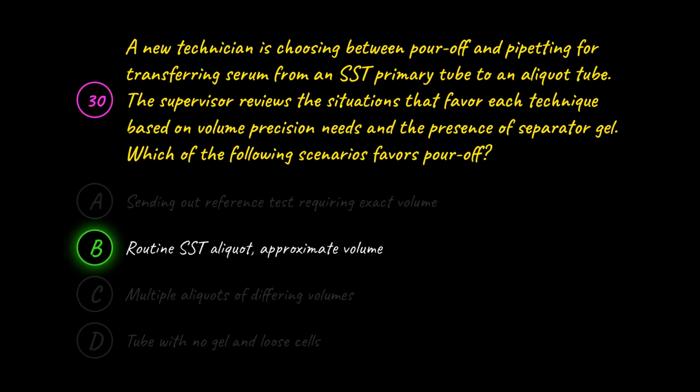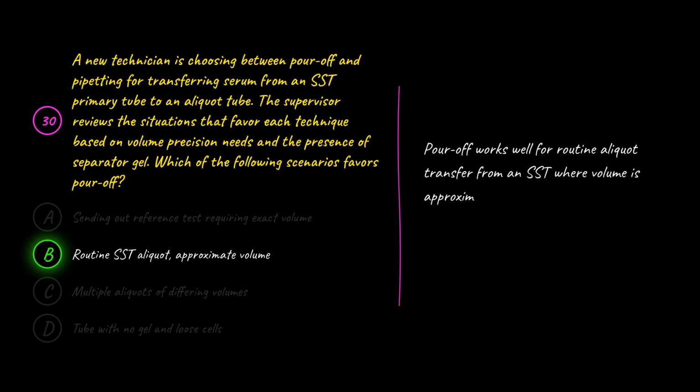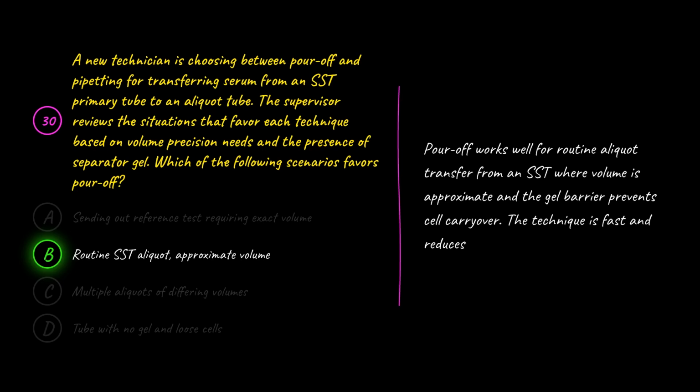The correct answer is B. Routine SST aliquot approximate volume. B is correct because pour-off works well for routine aliquot transfer from an SST, where volume is approximate and the gel barrier prevents cell carryover. The technique is fast and reduces aerosol generation compared with pipetting.